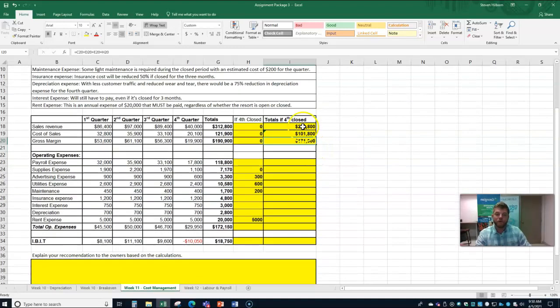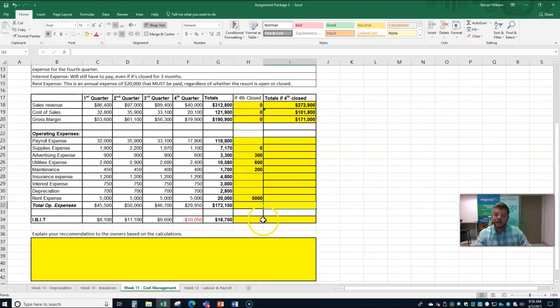Okay? So go through all of this, determine all of the new deductions and costs, and tell me what your total operating expenses will be for the entire place if it's closed, as well as the earnings before income tax, which will be this amount here. So right now they're making $18,750. You tell me, or you will figure this out and tell the owners what their new amount is.